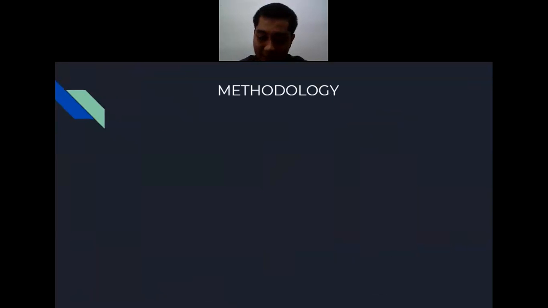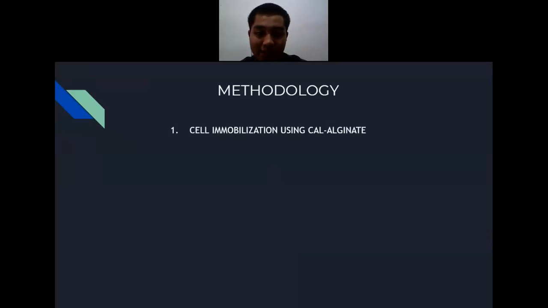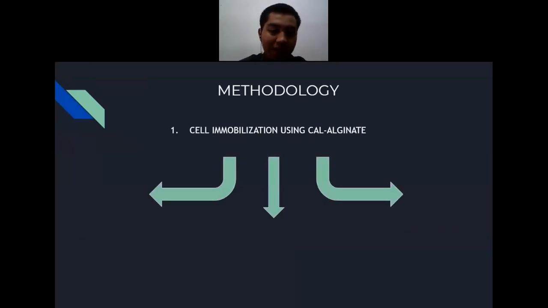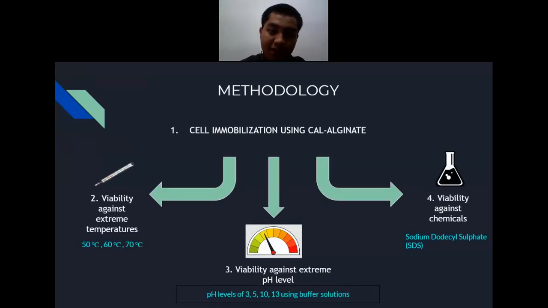So for the methods of my research, first I would immobilize the E. coli cells using calcium alginate before allowing it to undergo different experiments, which are viability against extreme temperatures. I will be using 50, 60, and 70 degrees Celsius. Viability against extreme pH level, where I will be using two extremes, both acidic and alkali. For the acidic levels, I will be using 3 and 5. For the alkaline pH extremities, I will be using 10 and 13 pH level. For viability against chemicals, I will be using sodium dodecyl sulfate or SDS.